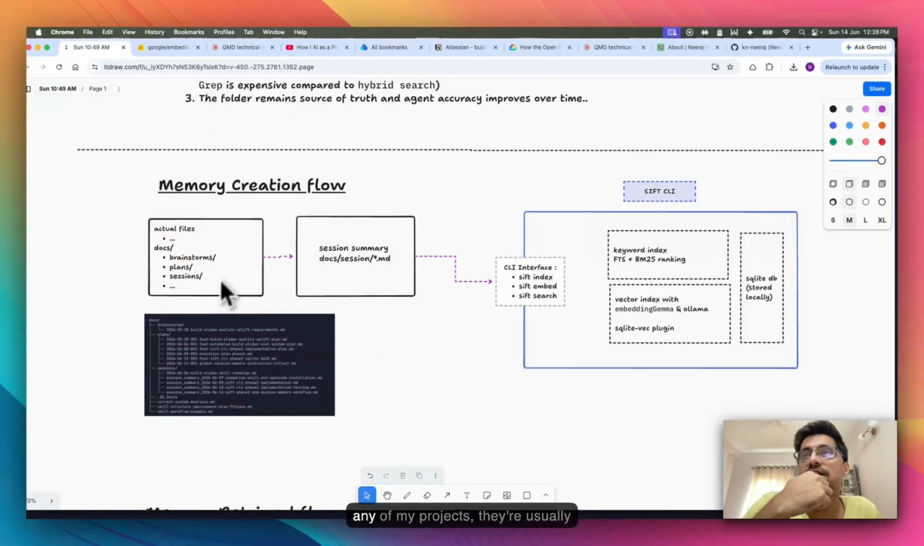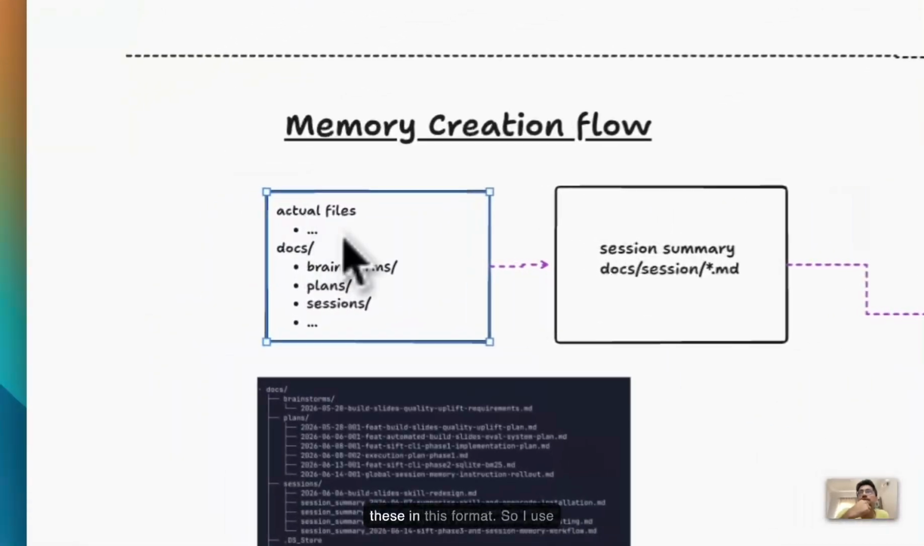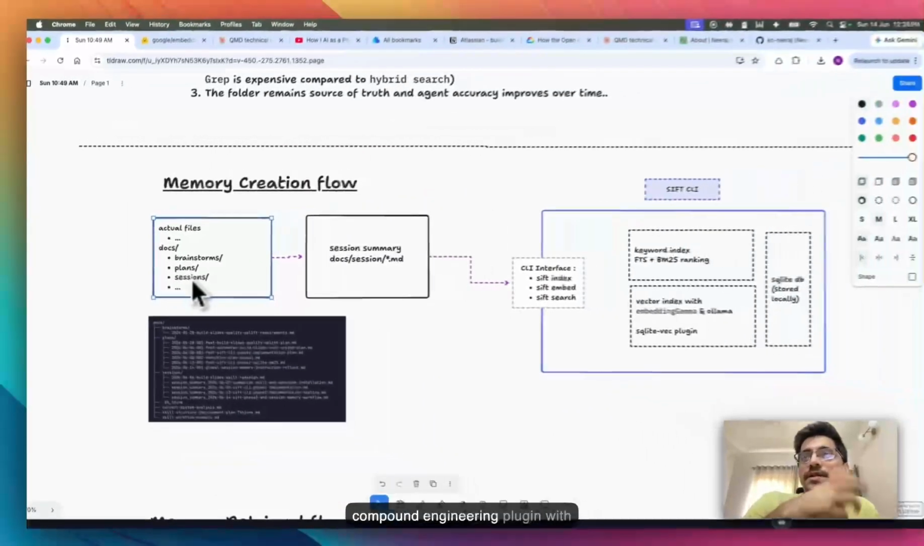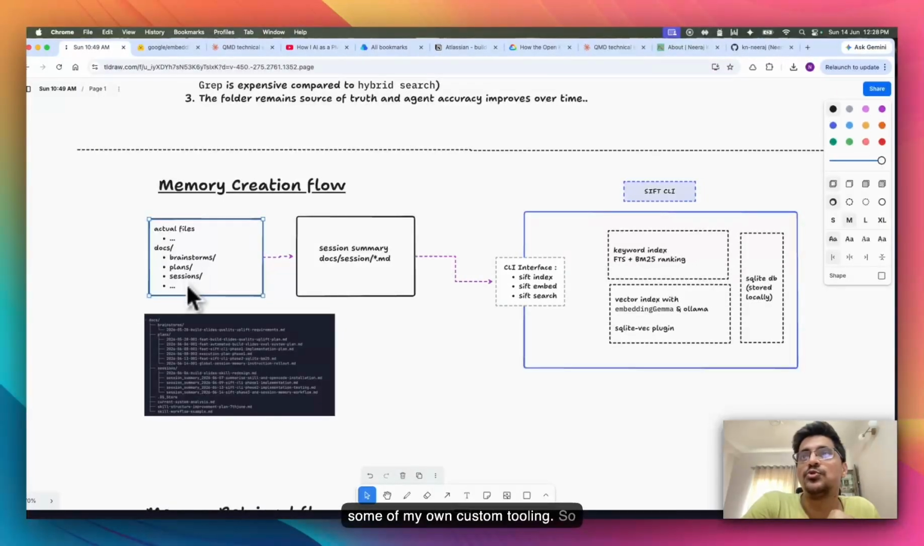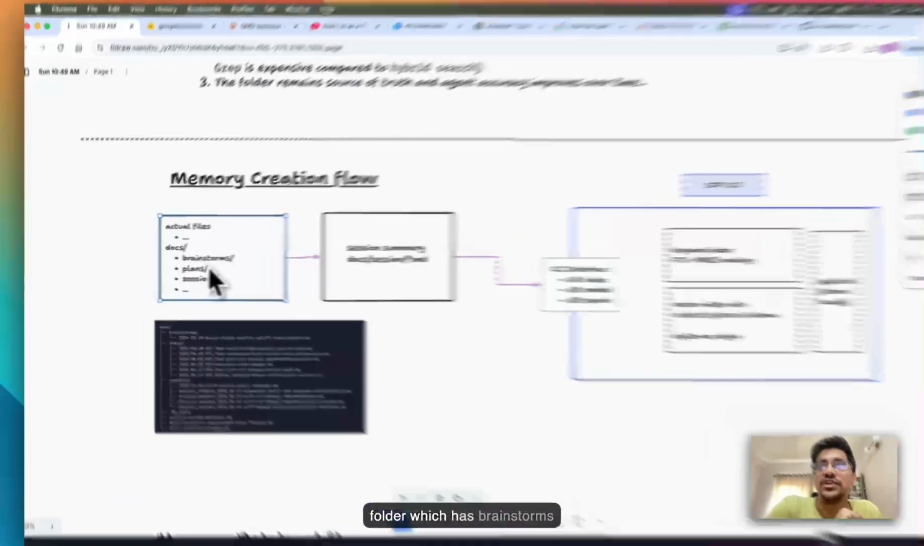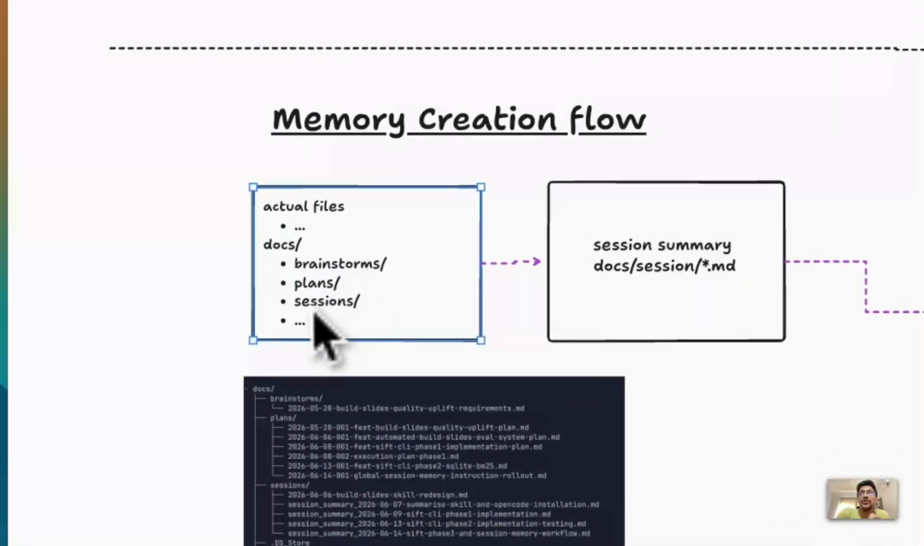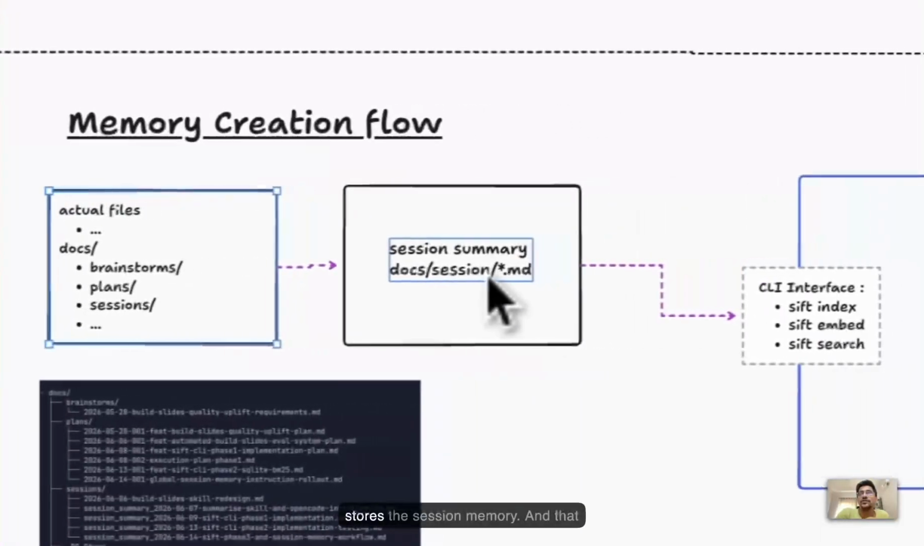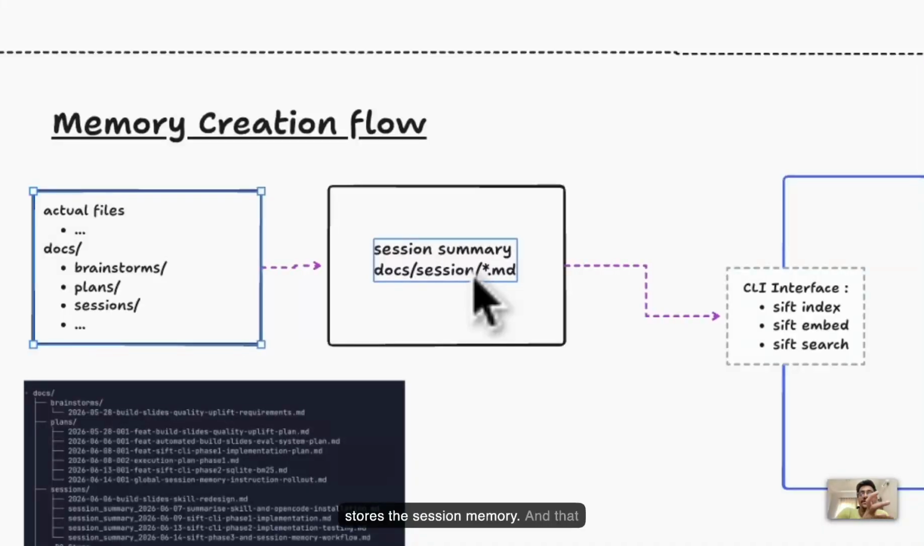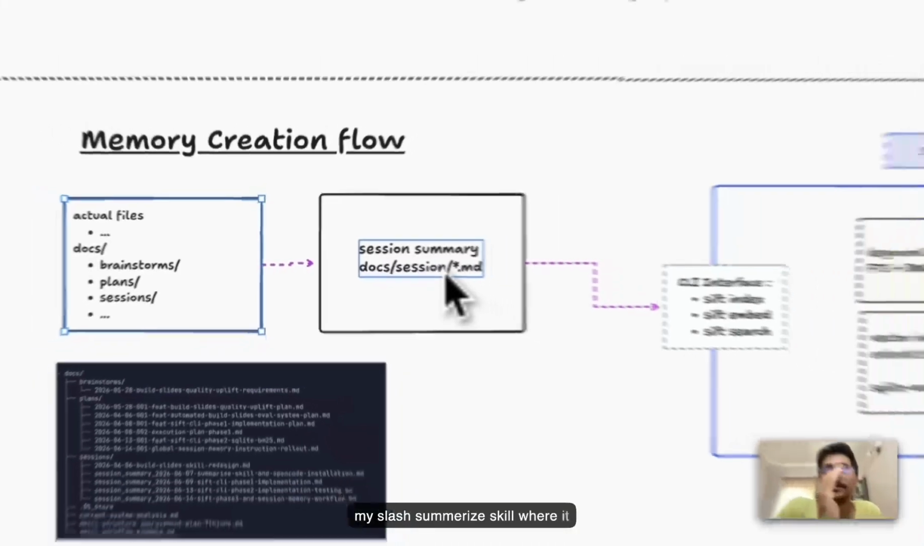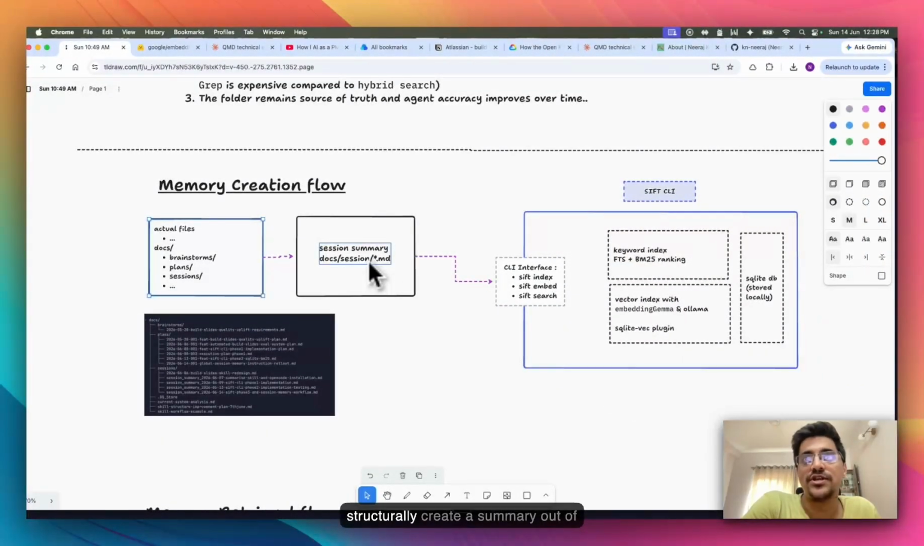If you look at any of my projects, they're usually in this format. I use the compound engineering plugin with some of my own custom tooling. So I have a lot of actual files, and then I have this context in the docs folder, which has brainstorms, plans, and so on. But I also have this sessions folder, which is basically, after every session, where the session memory is stored, and that I explicitly invoke using my slash summarize skill, where it follows a pattern to structurally create a summary and the key important points of the current session and store it in this folder.